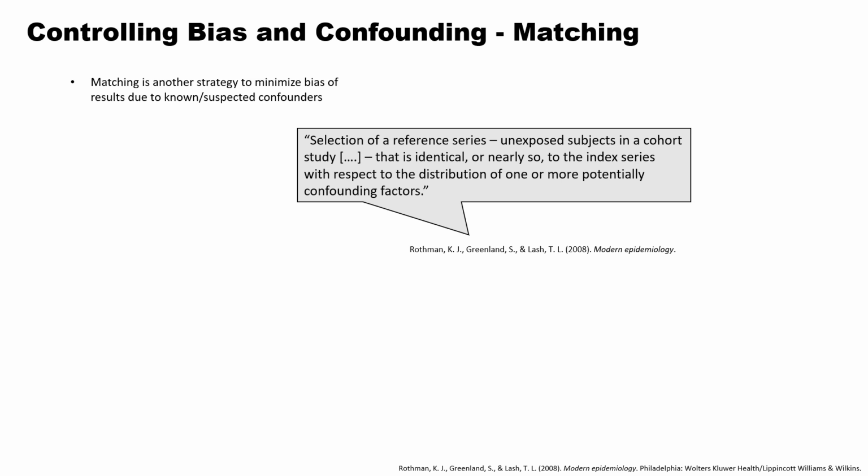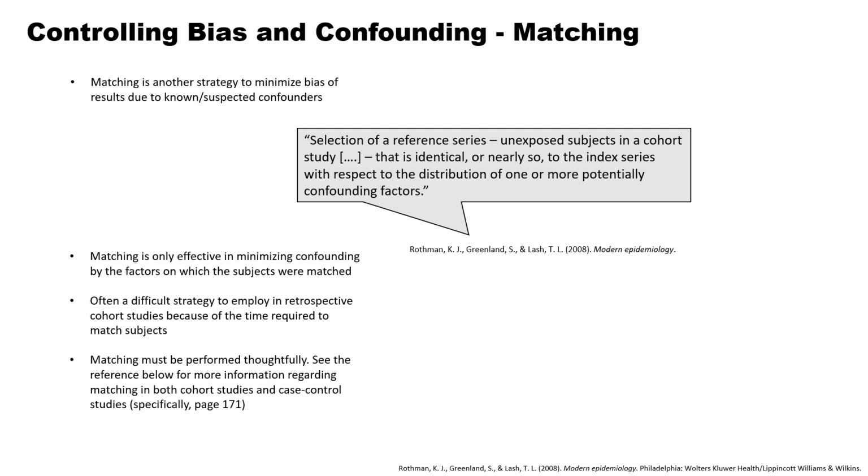Another strategy that can be used is matching. And so matching is defined as selection of a reference series, in this case unexposed subjects in a cohort study, that's identical or nearly so to the index series with respect to distribution of one or more potentially confounding factors. Matching is only effective in minimizing confounding by the factors on which subjects were matched.